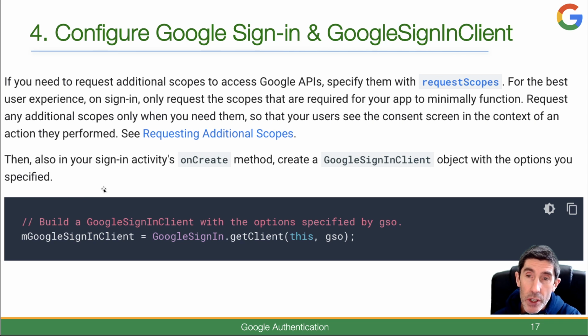Then also in your sign-in activity's onCreate method, create a Google sign-in client object with the options you specified. So again, this is what we're using here.